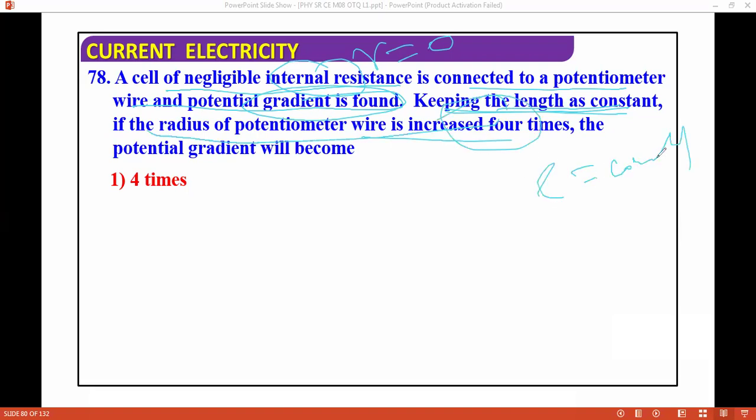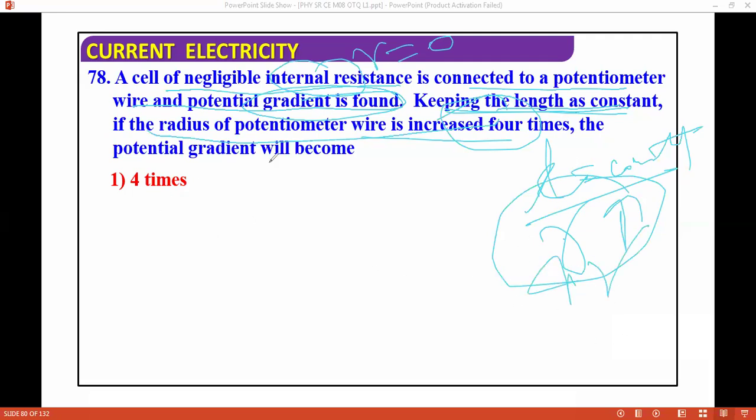Take care of these questions. These are very good, ranker questions. If you know these questions, your rank is going to get a boost. Keeping the length constant, the radius of the potentiometer wire is increased four times. Then what will the potential gradient become? Again, it's a very easy, doable, and very good question.